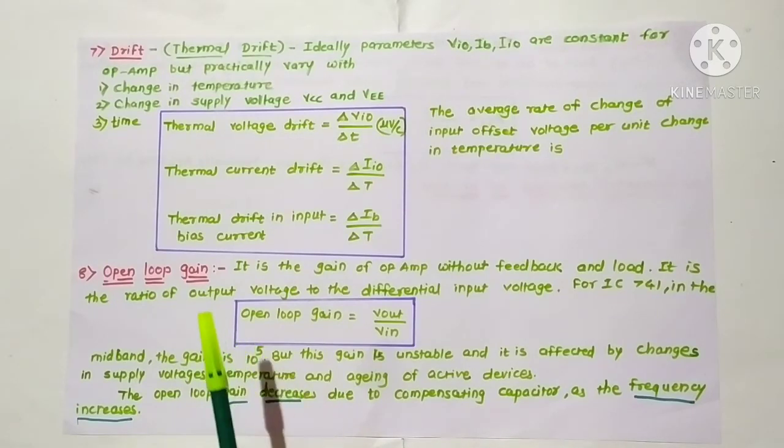Therefore, all of you know what is meant by gain. Gain is output upon input. If it is current gain, output current upon input current. If it is voltage gain, then output voltage upon input voltage. If it is power gain, then output power upon input power. By using that simple technique, you can write the open loop gain, that is nothing but output voltage upon input voltage. Is that clear, students?